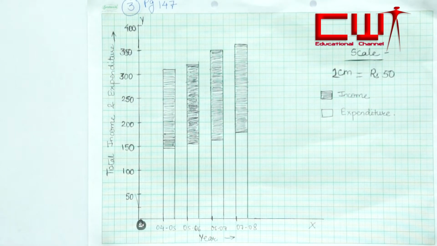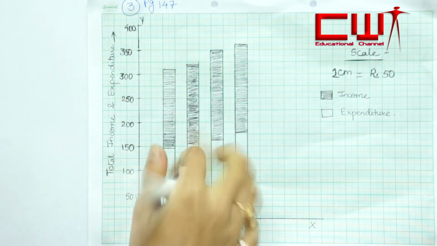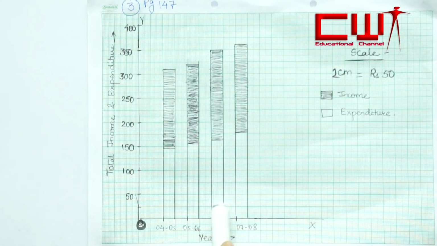This is page 147, question number 3 we are doing. See what the question says. The figures of income and expenditure in rupees of a company are given. The figures are in lakhs. Draw a subdivided bar diagram to represent the following information. What I have drawn, this year and this year, these figures are known as bars, and this is known as a bar chart, bar diagram or bar graph, right? So you are making a bar diagram.